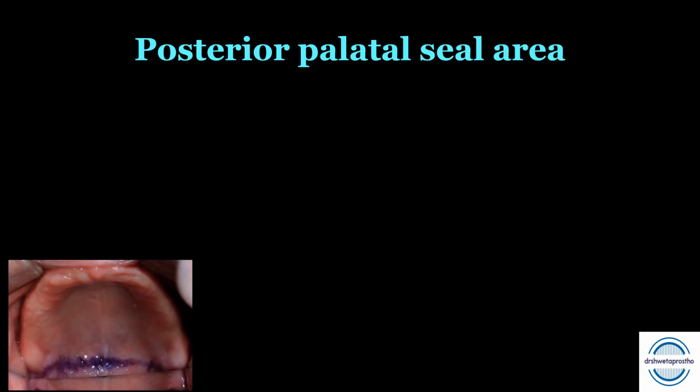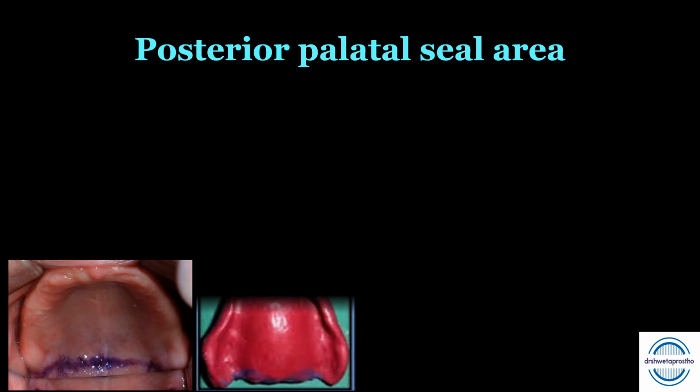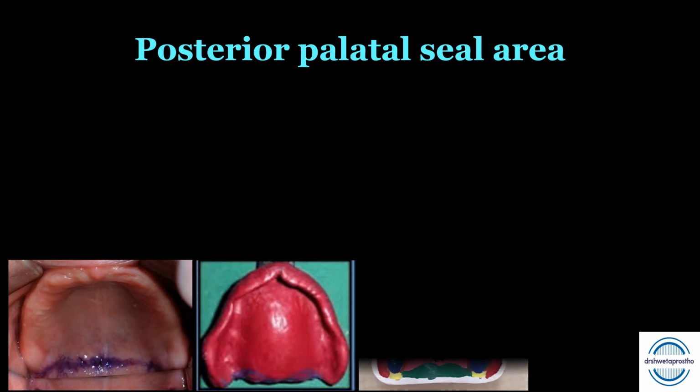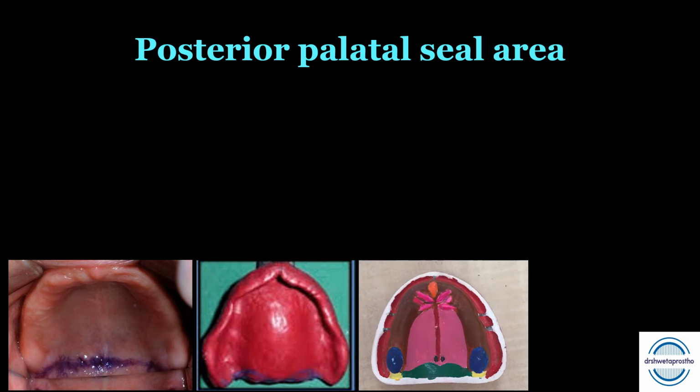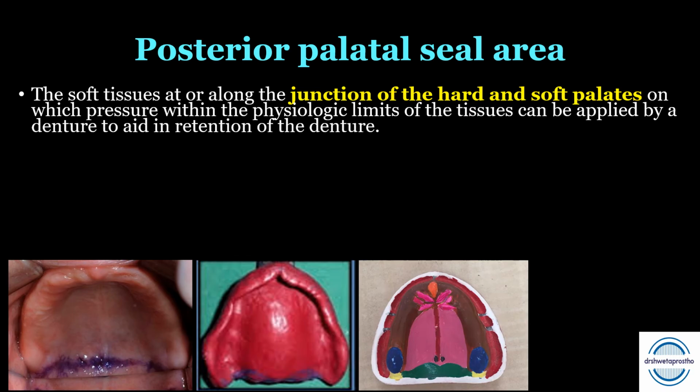Posterior palatal seal area, a very important area. We can see the marked area in the oral cavity. It is the junction of the hard and soft palates. It should be recorded very nicely in the impression. The green part on the model shows the posterior palatal seal area. It is the area on which pressure within physiologic limits can be applied by the denture so that it helps in retention of the denture.